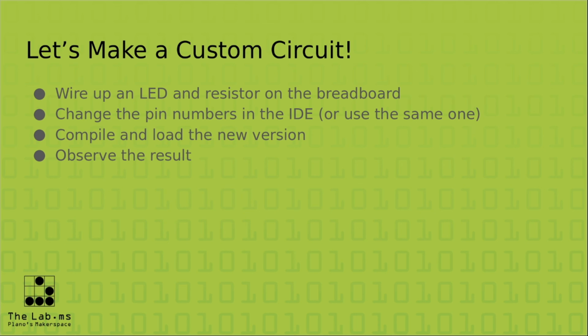So rather than blinking the built-in LED, let's blink an external LED. What we're going to do is wire up an LED and a resistor on a breadboard, and then we'll connect the Arduino to that breadboard. We're going to change the pin numbers in the IDE, or we could use the same one. So we'll start with the same one first, and then we'll do one small change at a time. And then we'll compile and load the new version, and then observe the result. All right, so let's do that.